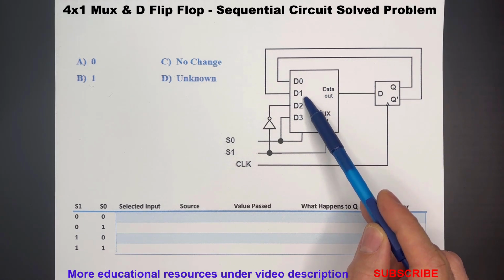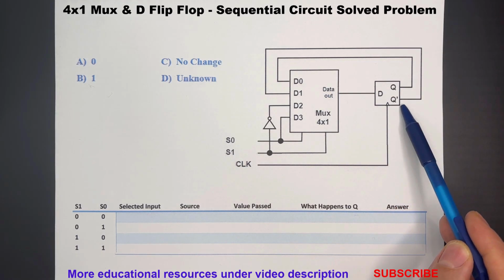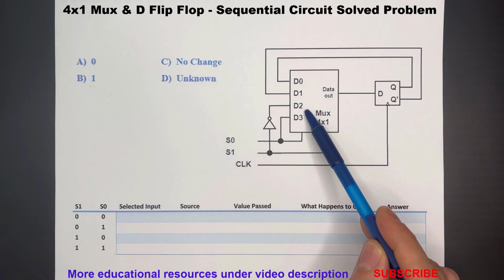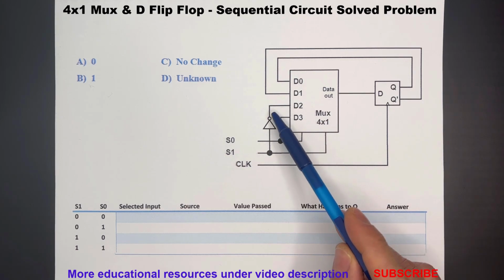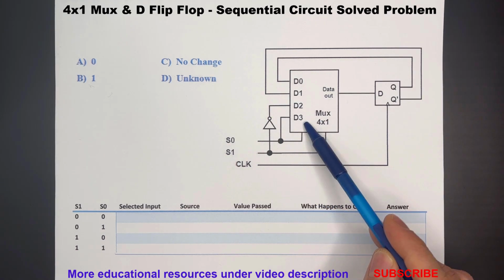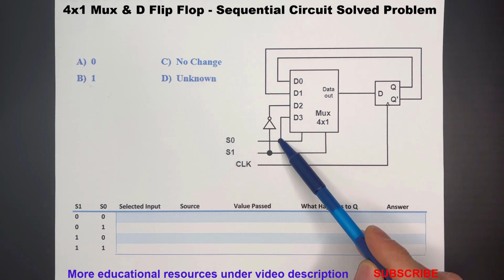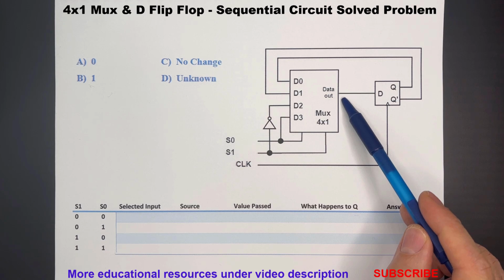D1 is connected to Q prime, the inverse of Q. D2 is connected to S1 through a NOT gate. D3 is connected to S0, the select line itself. And the Mux output goes straight into the D input of the flip-flop.